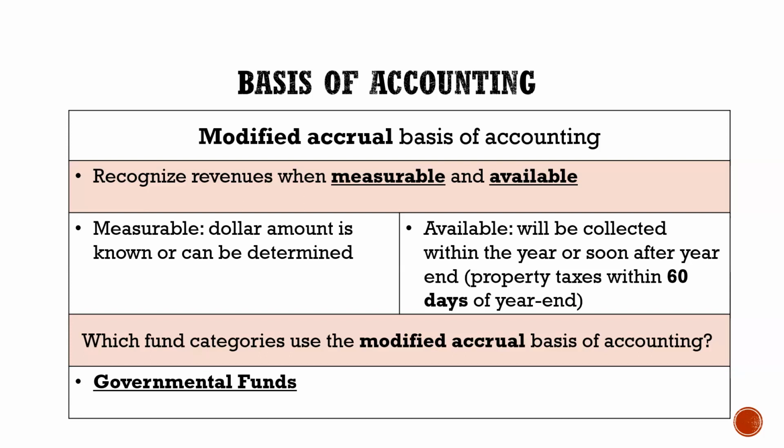So we've modified it. And we say that we can recognize revenue in a governmental category type fund when it's measurable and when it's available. When it's measurable, meaning we have a pretty good estimate of what the dollar amount is, or we can determine what the dollar amount is. And also, is it available? Will it be collected within this accounting period, or soon enough after that accounting period for us to pay current liabilities, current expenditures? And for the purposes of this class, close enough to the end of the period is 60 days. Okay. Now, we only have one fund category that uses modified accrual basis of accounting, and that is the governmental funds. And we are talking about two of those fund types today.